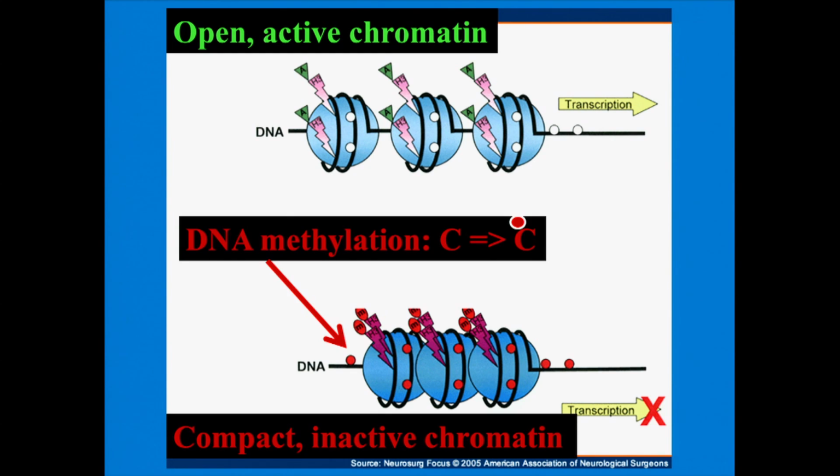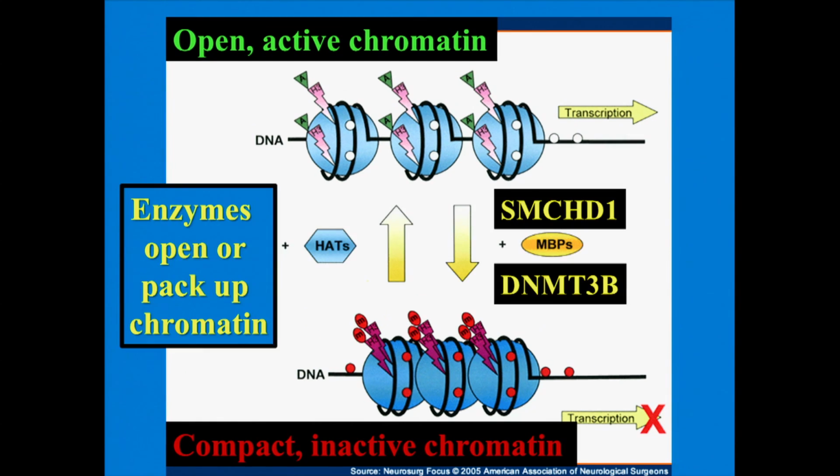And how do you change this? There is a small chemical named a methyl group that will go onto the C letter. Look at the C letter. I've put a little round red dot on top of it. And you see on the drawing at the bottom of inactive chromatin, all those little red dots indicate that the DNA is methylated on its C. And when you have that, you have compact chromatin.